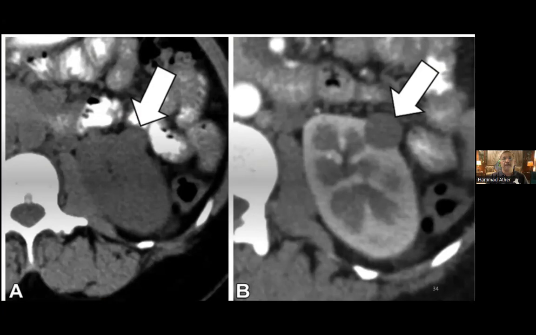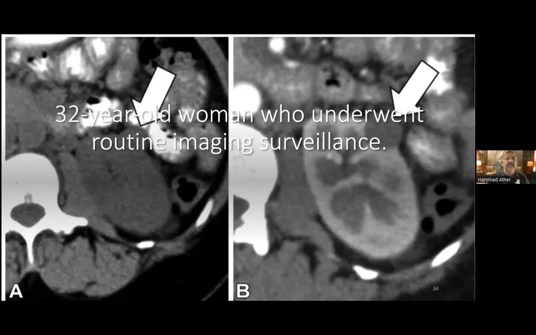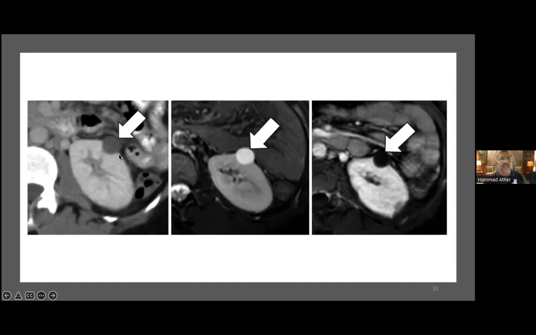A 32-year-old woman underwent routine imaging surveillance, and you can see that there is an iso-dense lesion on her non-contrast CT. And the contrast enhanced CT indicated a lesion in the nephrographic phase, which is less dense than the renal parenchyma. These are the MR scans, and you can see the various phases of T2 weighted image, and the T1 weighted image in the opposed phase and the in phase. You can see these lesions are very well circumscribed.